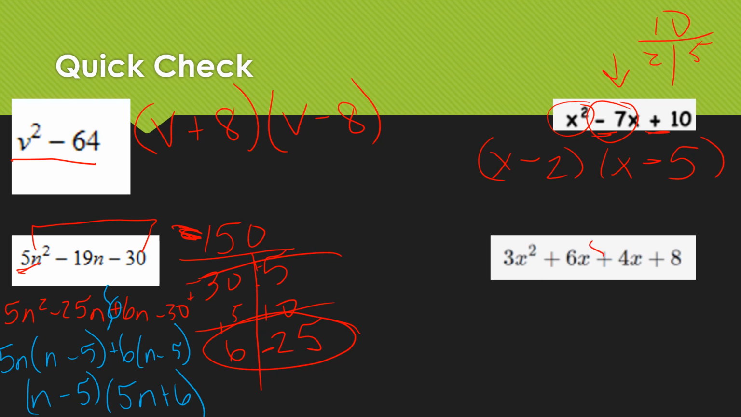It has 4 terms, so it's factor by grouping. 3x squared and 6x have a 3x in common, and then I have x plus 2 left. 4x and 8x have a positive 4 in common, and then again x plus 2. That's a good sign. It means I did it right. And then I just write my final answer.